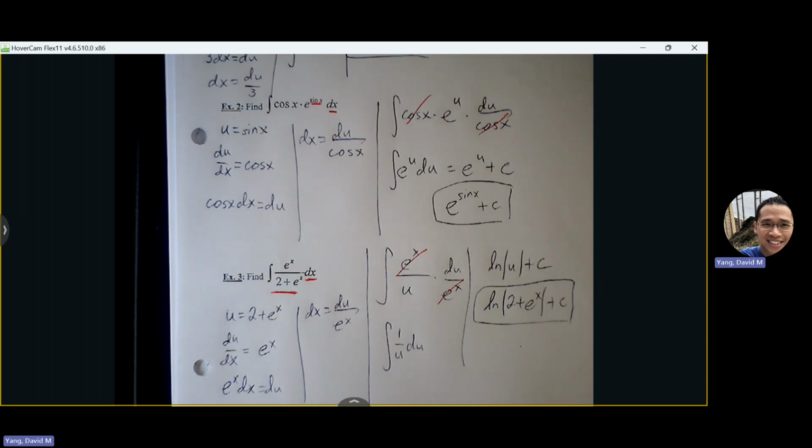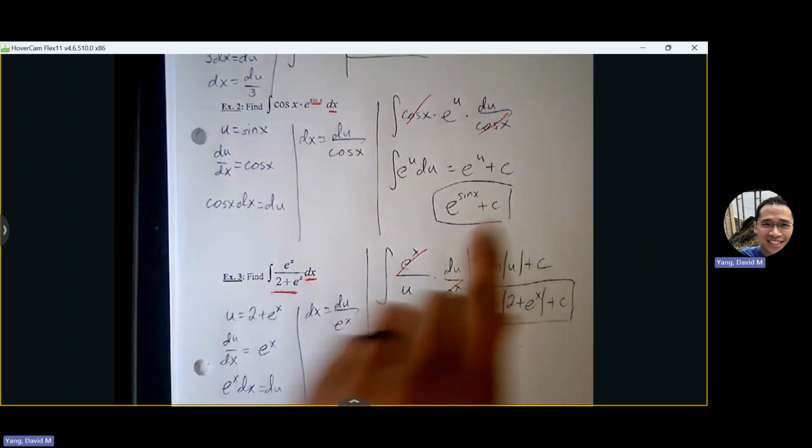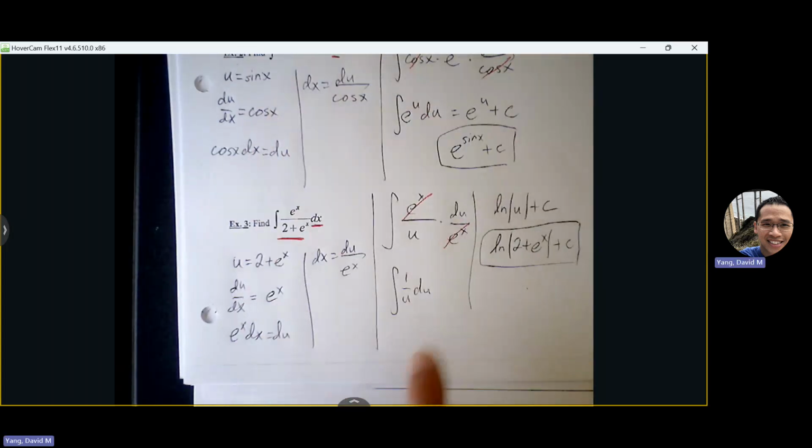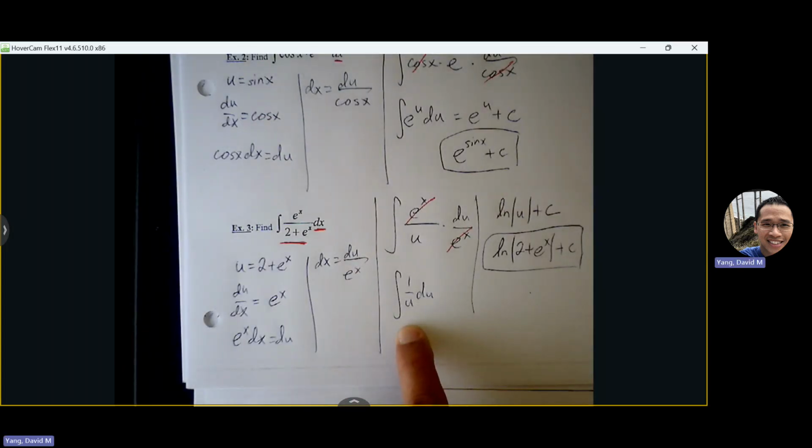Just to give you some idea, on the AP exam, they say that all rules are fair game in terms of rules that we want to be prepared for. But in reality, not every rule shows up on the AP exam, but the ones that will show up for sure are power rule, e to the u, and 1 over u du. That's natural log. So those are the 3 big rules.